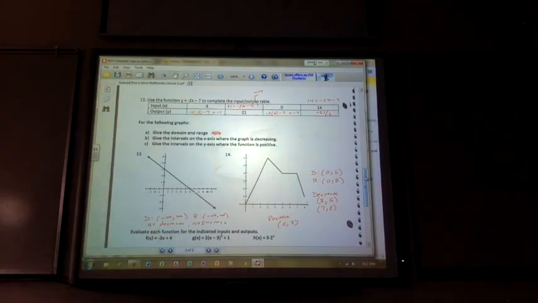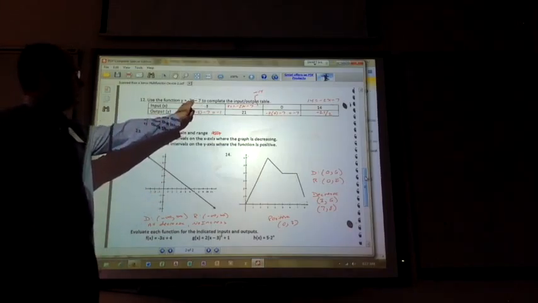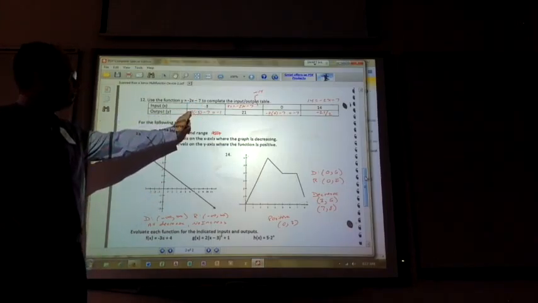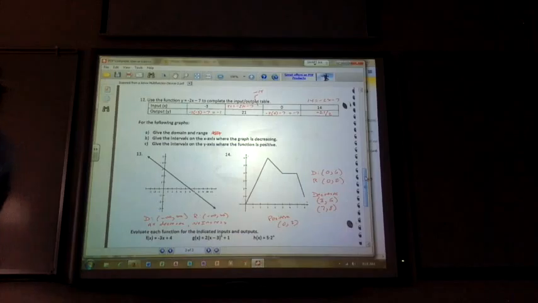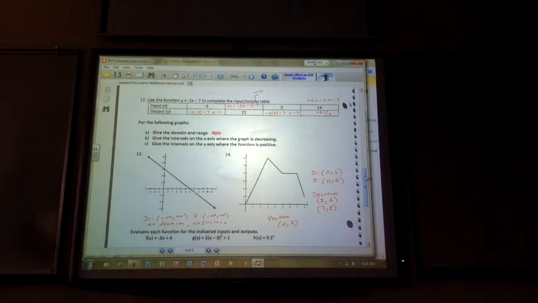If the input's -3, that means I'm taking -3 and plugging it in for x. So I get -2 times -3 minus 7. You do the math, it comes out to -1. So by plugging -3 in for x, I get -1 out, and that yields us a point -3 comma -1.